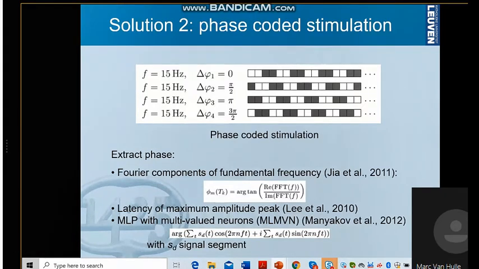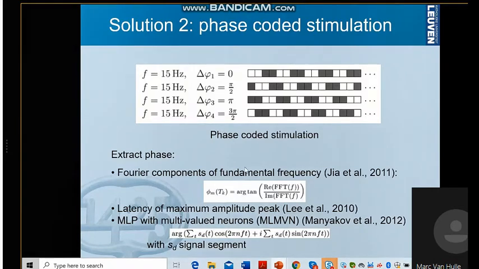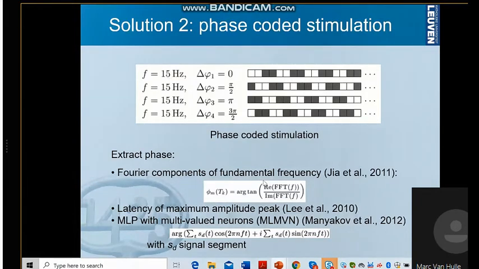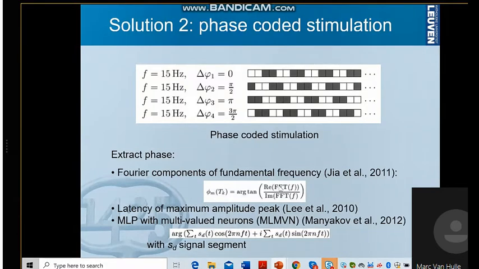Second solution is phase coding. You have a target flickering at 15 Hertz, but you can have it at different phases: 0 phase, pi over 2, pi, or 3 pi over 2. We call it phase coded stimulation. You can resolve from the spectrum by doing a Fourier analysis not only the fundamental frequency and the harmonics, but also the phase of them. You can extract the phase spectrum, not only the amplitude spectrum, by using that formula here.